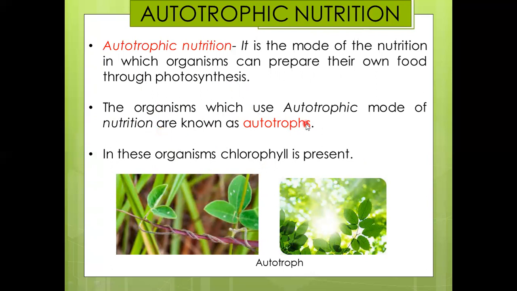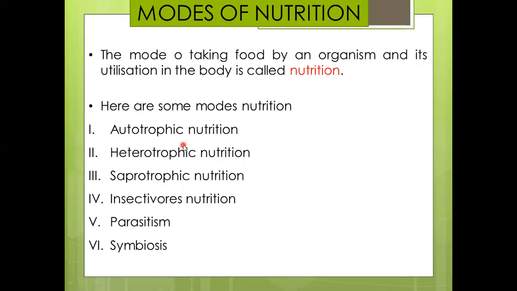The organisms which use this mode of nutrition are known as autotrophs. As I said, in these organisms, chlorophyll is present. You should remember this, children. This is also very important. Plants are also known as producers because they produce food.